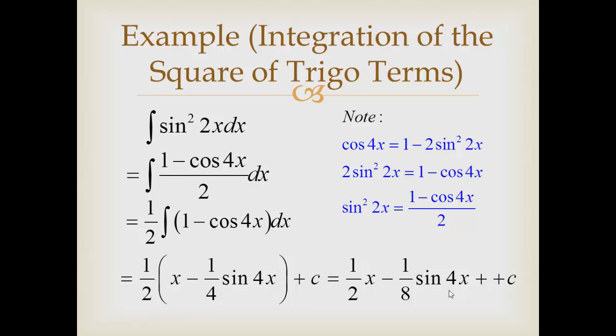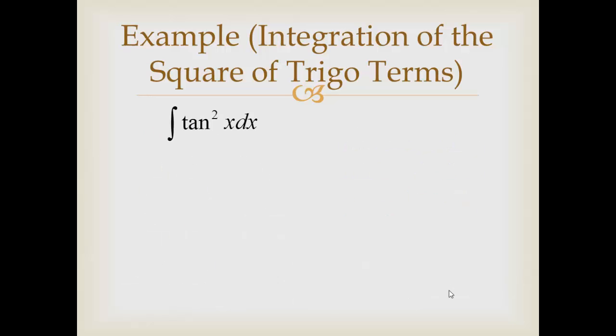Last, how about the integration of tangent square terms? Do we still apply the double angle formula? Of course not, because if you were to replace tangent square x by tangent 2x, you'll find that the net result is non-integrable as well. So what should we do? Now, if you can recall our 1 plus Mr. Tan in secondary school.